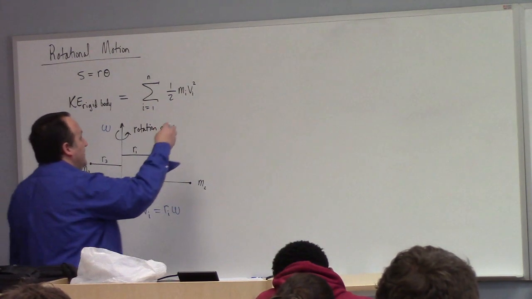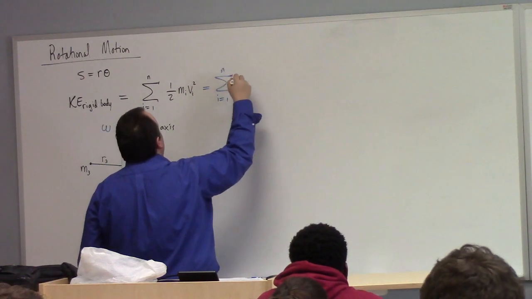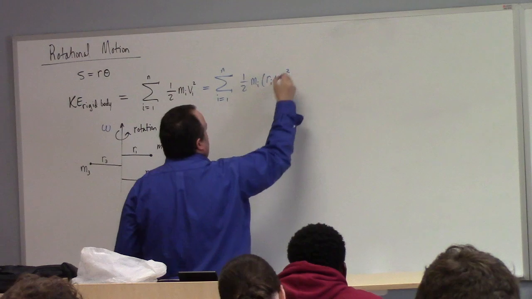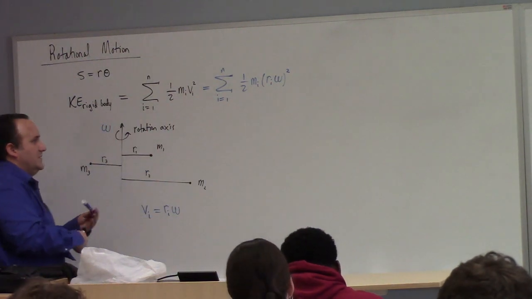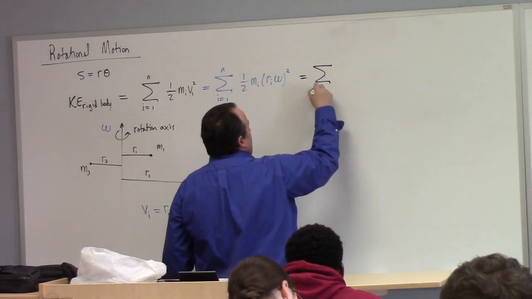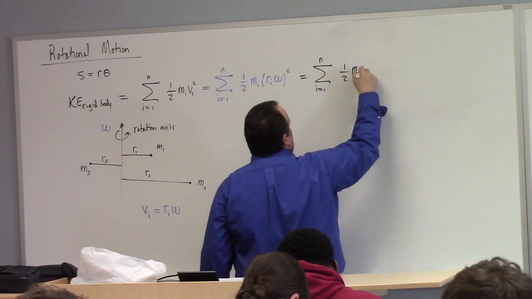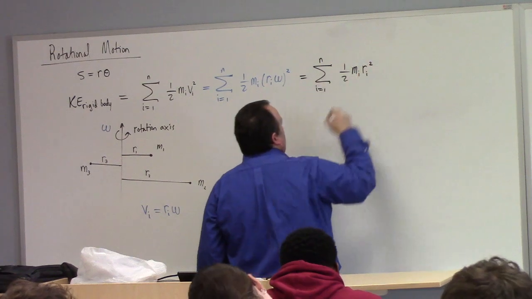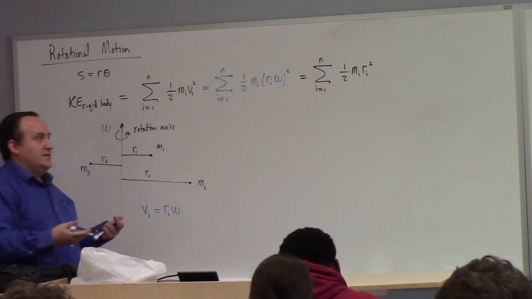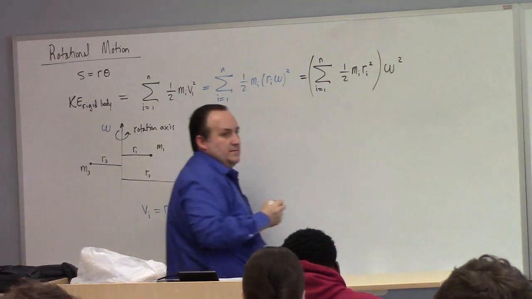If you put that into here, you get the sum, i equals 1 to n, of 1/2 m_i (r_i omega) quantity squared. Then you can rewrite this as the sum, i equals 1 to n, of 1/2 m_i r_i squared, and there's an omega squared on every single term. So you can factor that out of the sum like so. This is what's done.